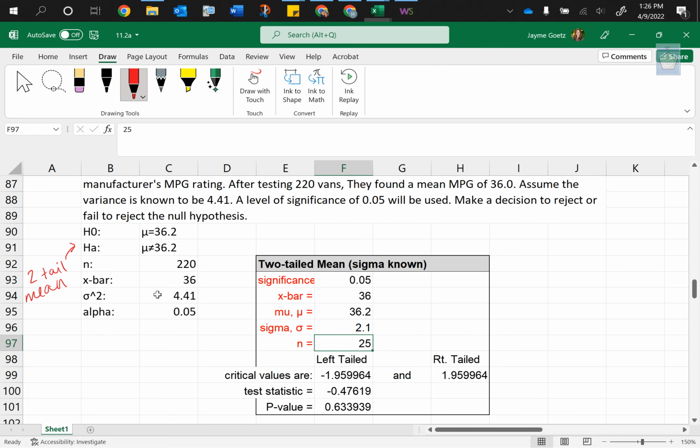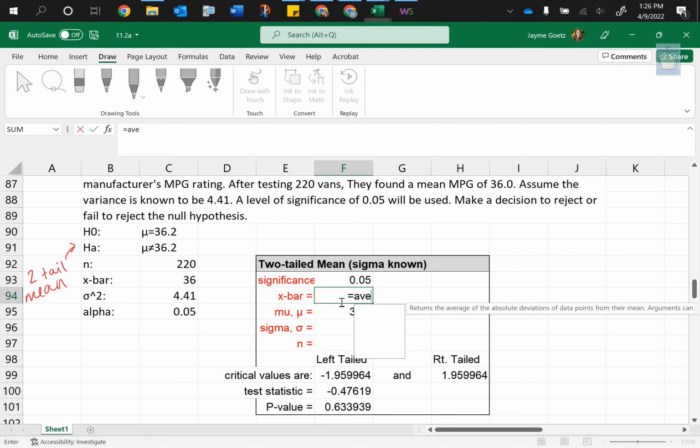It still works. That being said, like on Hawk's Learning, if they don't give you the x-bar and they give you the actual sample like over here and you have to copy it and you have to find the x-bar, you can type it right in here, equals average of, and you can highlight the whole thing.